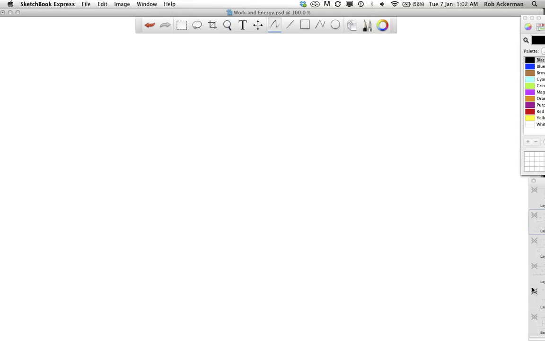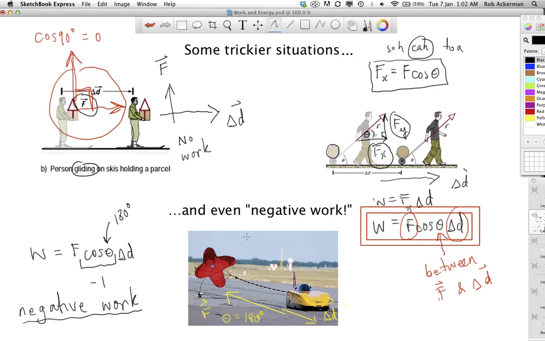So work is, if you will, an example of energy being transferred. Sometimes it's going into an object in one way or another, sometimes it's going out of an object. The cosine value will tell you whether the energy is going in or out. It's your job to figure out what kind of energy it is.